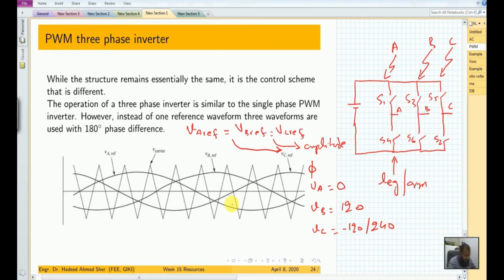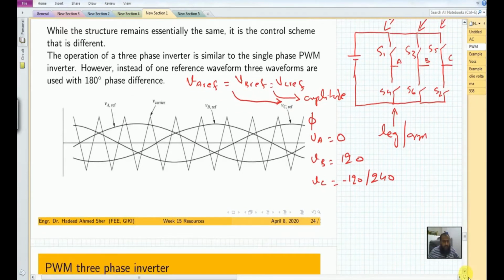Next, we need to generate a carrier waveform, which is again a high frequency triangular signal, through which we compare these 3 waveforms, VA reference, VB reference and VC reference, and we develop a scheme that is used to supply the gate signals to S1 and S4, S3 and S6, and S5 and S2.